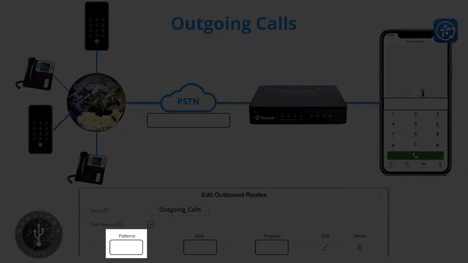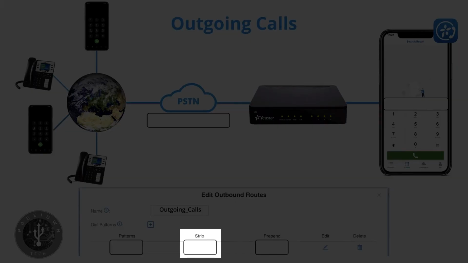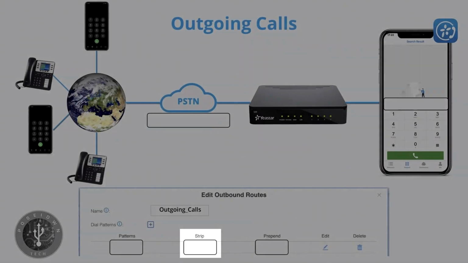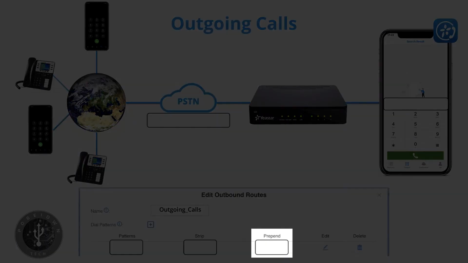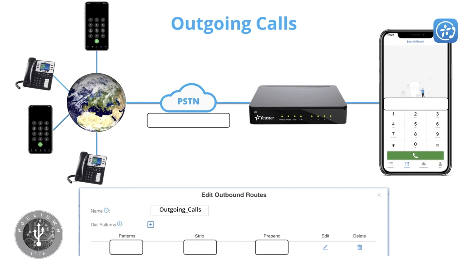Pattern is just a rule for dialing a number. Strip allows you to specify the number of digits that will be stripped from the front of the phone number before the call is placed. Prepend defines the digits that will be prepended to the phone number before the call is placed. It will actually work as a prefix. Now, let's make some examples.